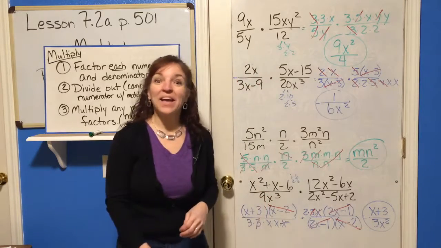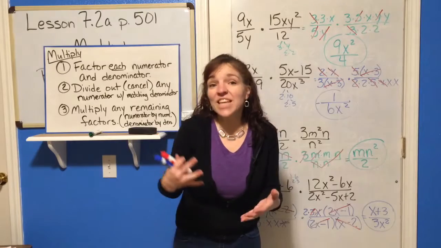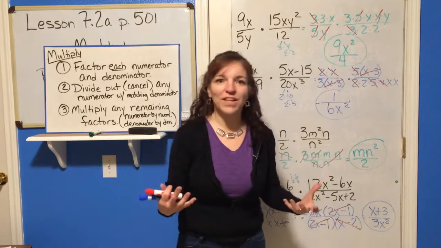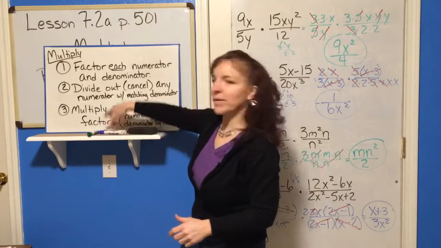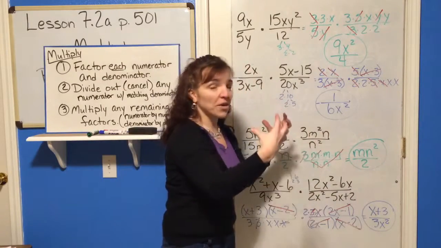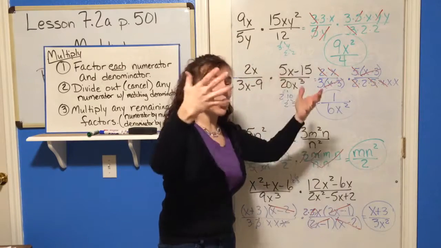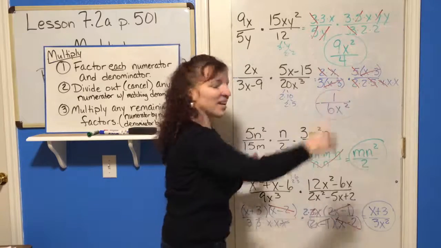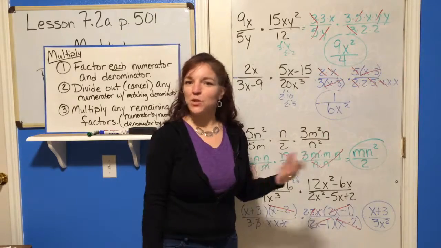Whew. Okay, so it's really just a continuation of what you did in the last section. It's just making it a little more difficult. That's just what I do. Add a little bit of something every time. So factor out all the parts, and then you can reduce any numerator with any denominator as long as they match exactly, and then multiply straight across to get your final answer.